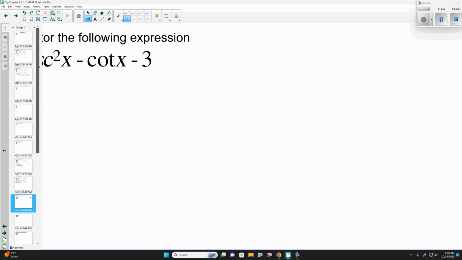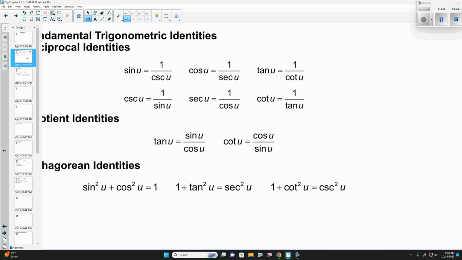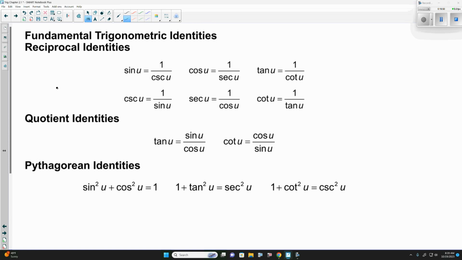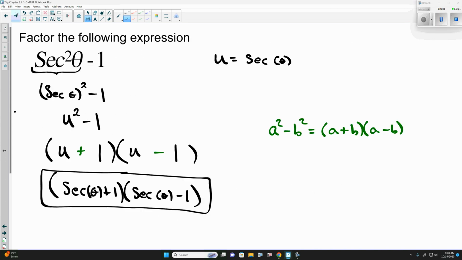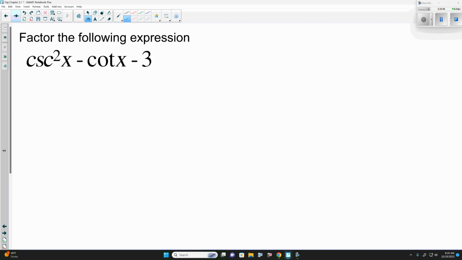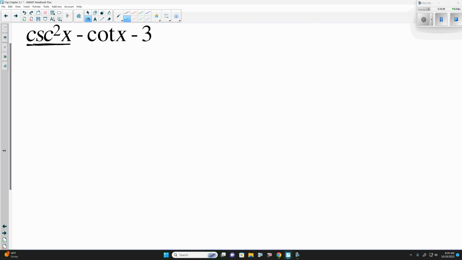But anytime you see a square, there's one set of properties we're going to always go back to. Pythagorean. Because 1 plus cotangent squared is equal to cosecant squared. So what that's telling us is that this right here can be replaced with 1 plus cotangent squared of x.